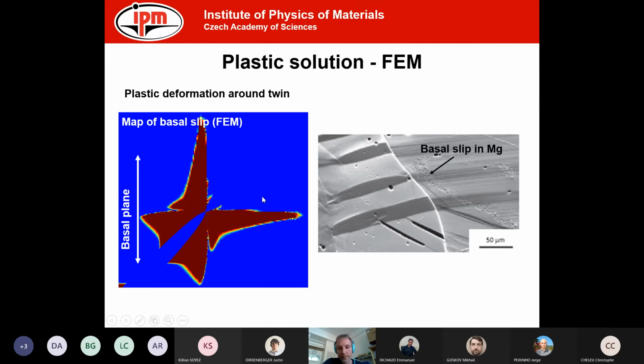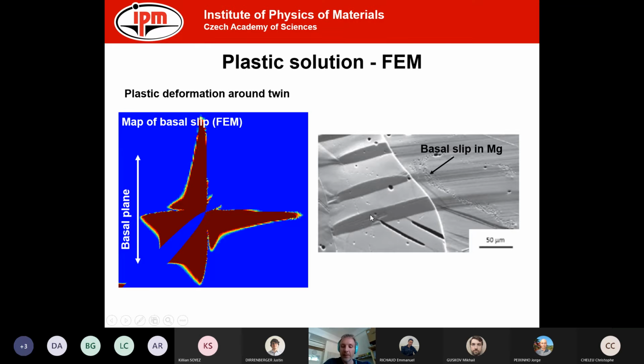Here you can see, as I mentioned previously, that the plastic deformation around the twin is probably very important, and these results confirm that. So here you have a map of the basal slip around the twin, which is visible here as this ellipse. The basal plane is oriented in the vertical direction, and this kind of butterfly shape is the area of the active basal slip.